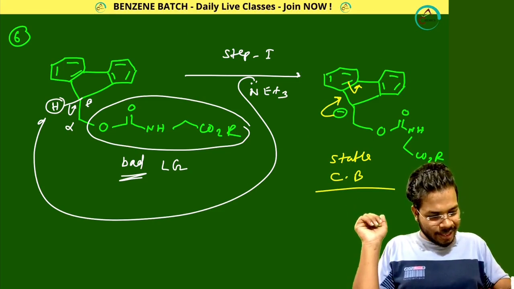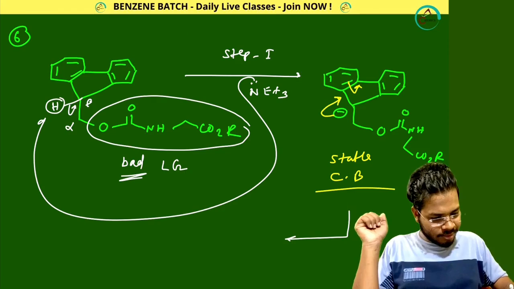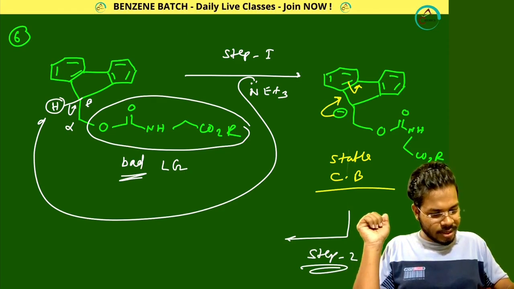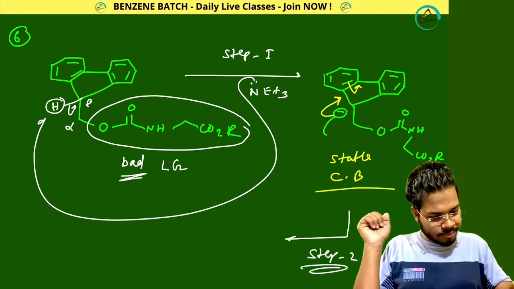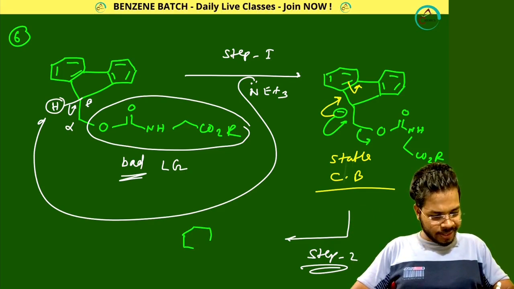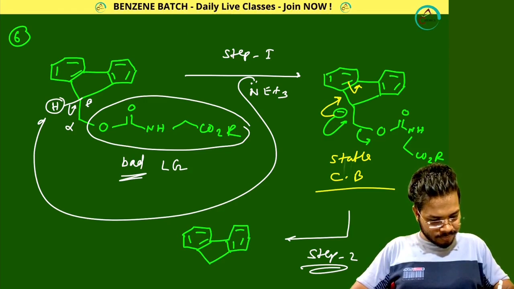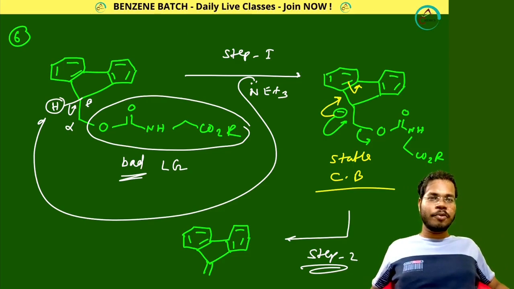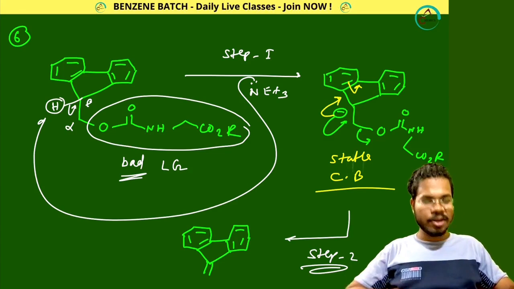Perfect. And in step 2, what will happen? These negative charges will come and the leaving group will leave. The product you will be getting, this will be your product. Is that clear?